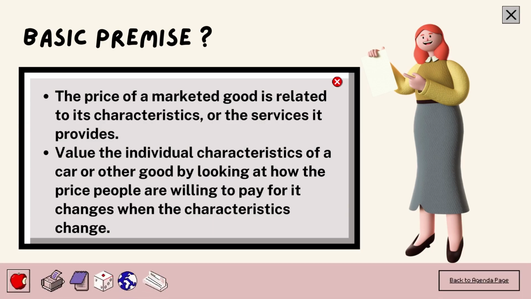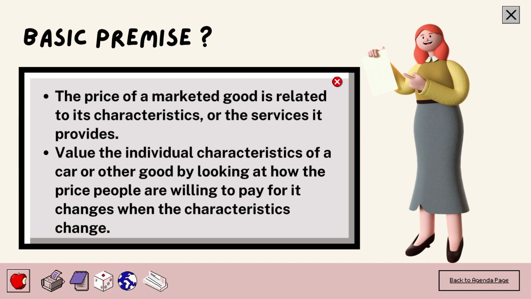The basic premise of the hedonic pricing method is that the price of a marketed good is related to its characteristics, or the services it provides. For example, the price of a car reflects the characteristics of that car: transportation, comfort, style, luxury, fuel economy, etc. Therefore, we can value the individual characteristics of a car or other good by looking at how the price people are willing to pay for it changes when the characteristics change. The hedonic pricing method is most often used to value environmental amenities that affect the price of residential properties.